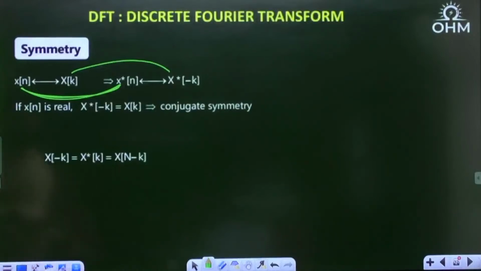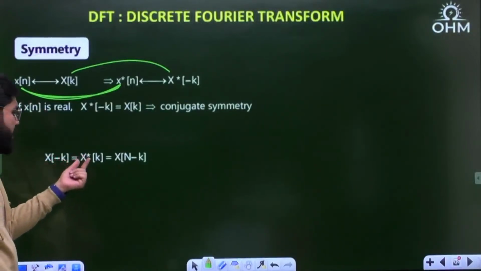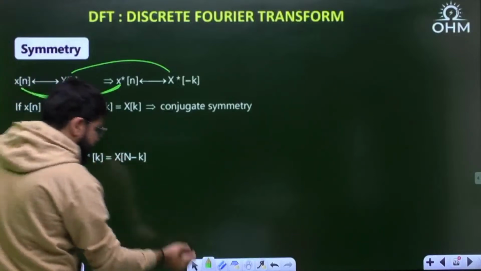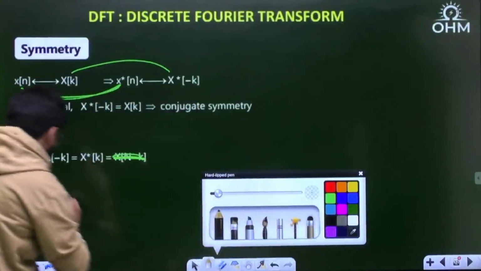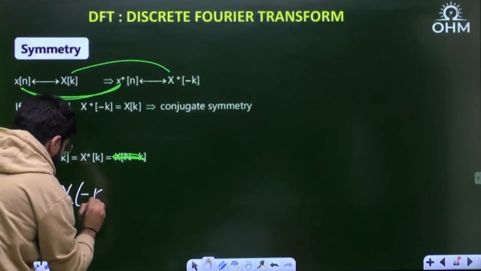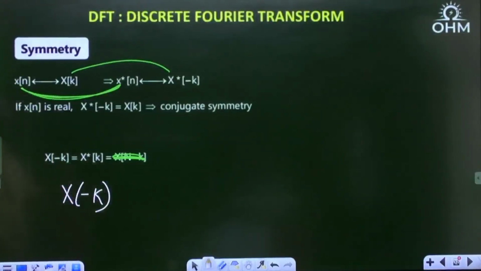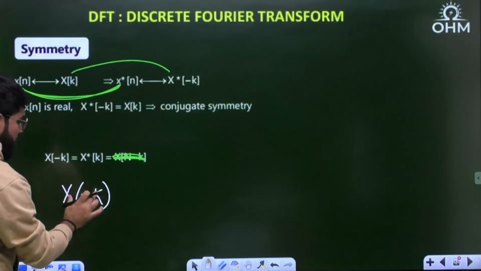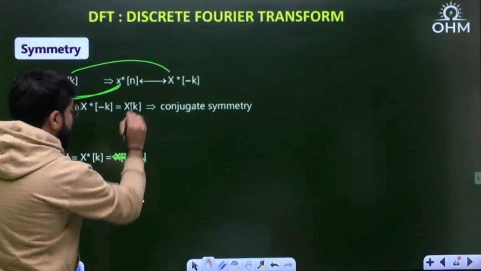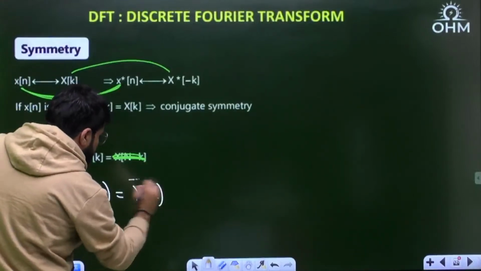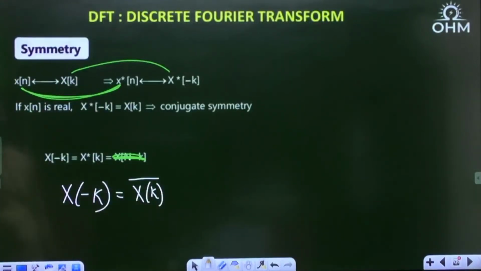Or X[minus k] should be equal to X conjugate [k]. I'll write it more clearly. X conjugate [minus k] is X[k]. But what is X[minus k] then? I'll shift the conjugate to the other side, and it can be written as X[k] whole conjugate. Let me write it this way.